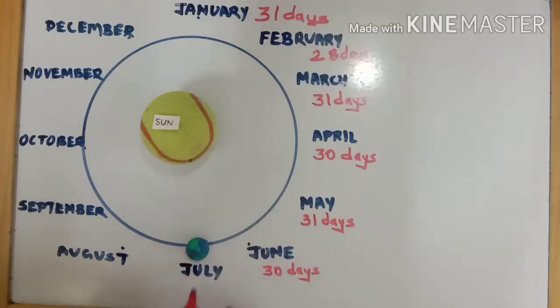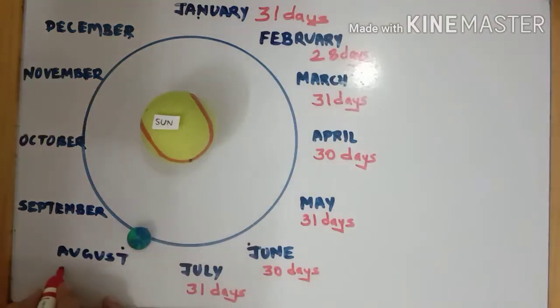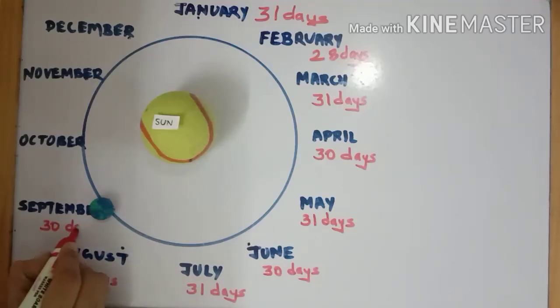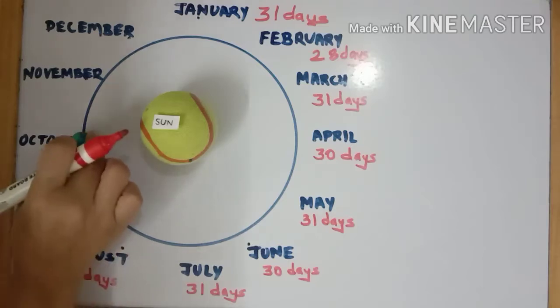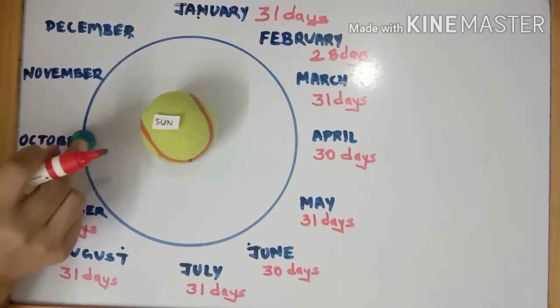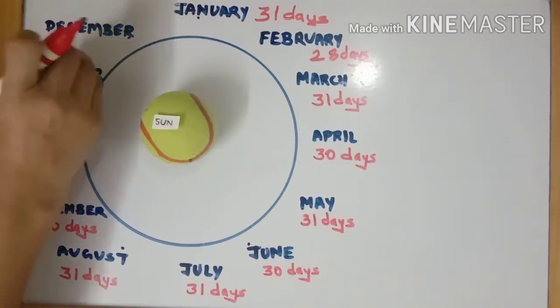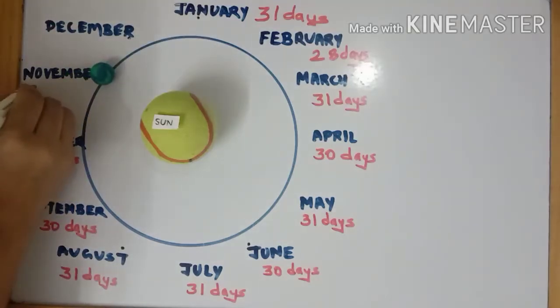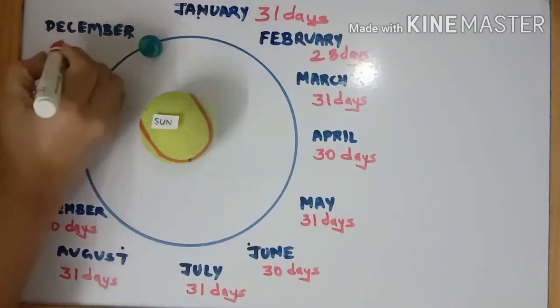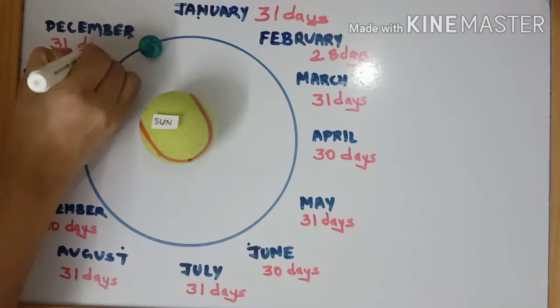The month of July, 31 days. Month of August, again 31 days. Month of September, 30 days. Month of October, 31 days. Month of November, 30 days. Month of December, 31 days.